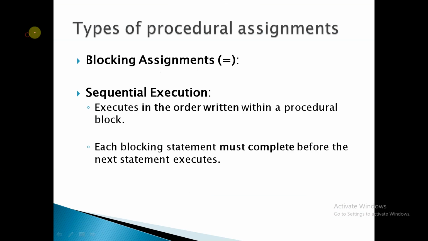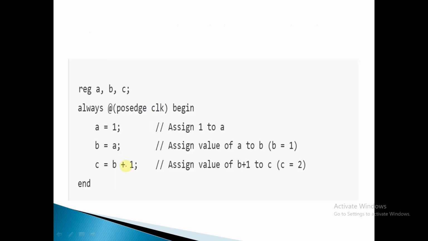So we'll start with this particular blocking and non-blocking assignments. Coming to blocking assignments, they will block the flow of execution, that is, one by one in a sequential manner. Basically, in the case of blocking assignments, statements execute in the order written within a procedural block. Suppose we use blocking assignments, then they will execute sequentially. That is, after this a is equal to 1 assignment has happened, then only it is going to execute b is equal to a, then it is going to execute c is equal to b plus 1. So this is about blocking assignment.